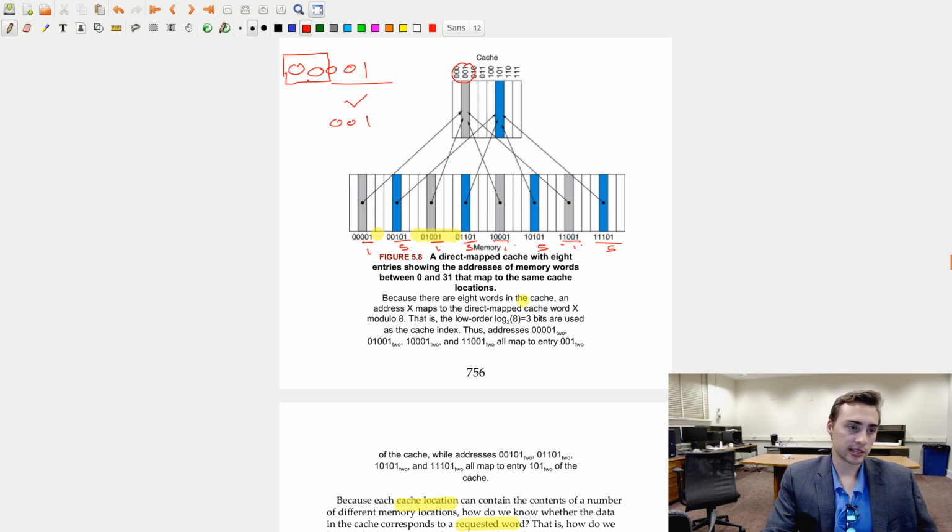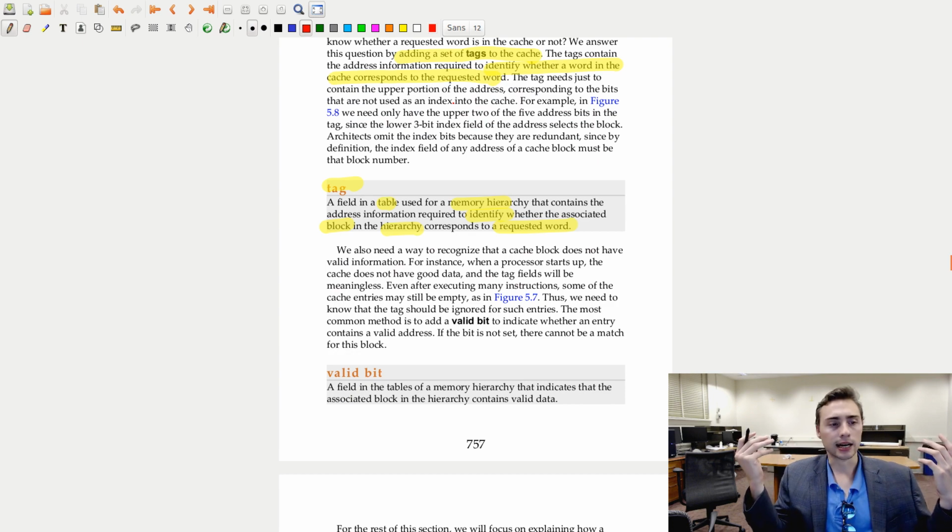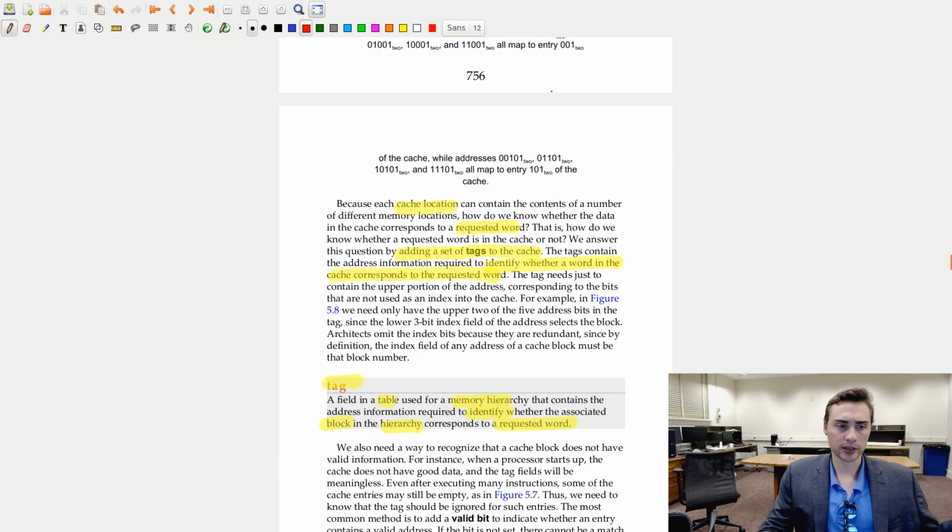If it was, say, a 1 here, then it would be this one. Because if we look at this number right here, which is 0, 1, 0, 0, 1, if we just look at the tag, it corresponds only to this address. So that's how tags work, and that's how addresses work.